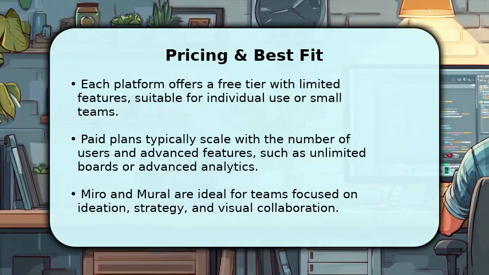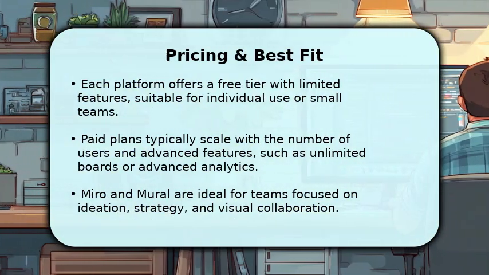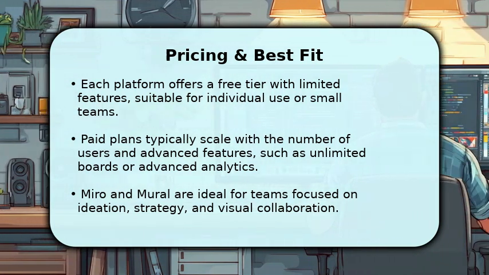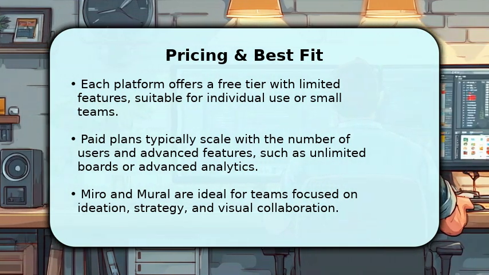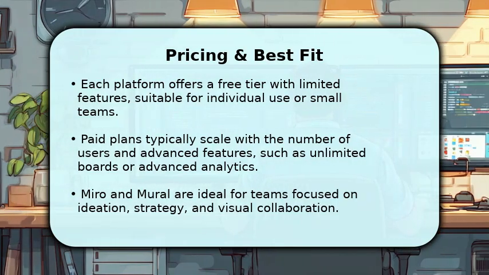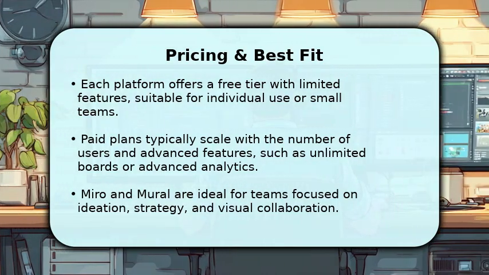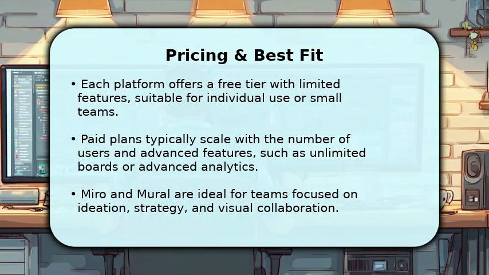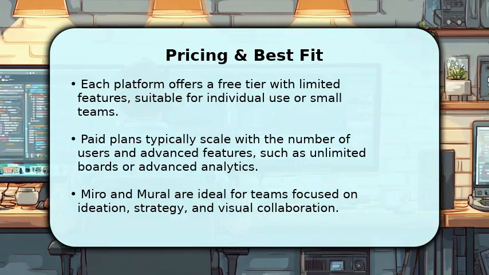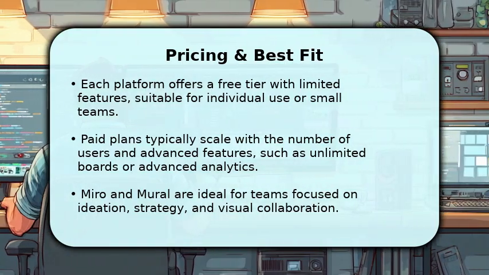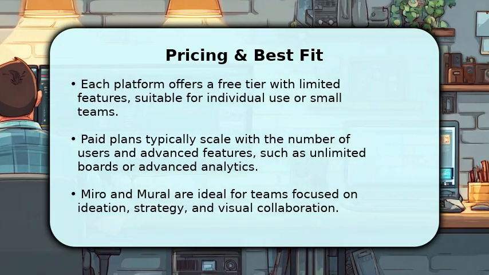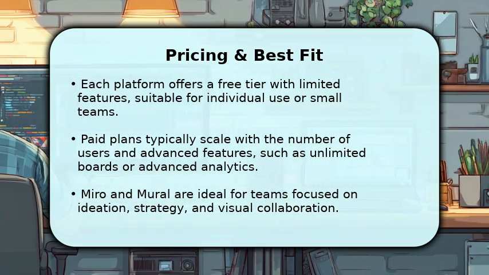When considering pricing, all three provide free plans, perfect for getting started. Paid subscriptions for Miro and Mural often begin around $10 per user per month, offering expanded features like private boards and advanced security. Figma's professional plans typically start at $12 per editor per month, unlocking unlimited files and team libraries. Choose Miro or Mural for dynamic whiteboarding and Figma for comprehensive, collaborative interface design.